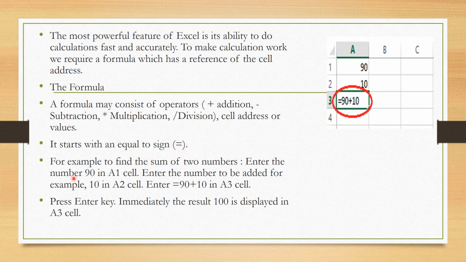For example, to find the sum of two numbers, enter number 90 in cell A1 and enter number 10 in another cell, A2. Now this is to be added in the A3 cell. So we'll enter this formula, equal to 90 plus 10, and then we'll press the enter key. Immediately the result 100 is displayed in the A3 cell. Students, let's see the same example in demonstration.